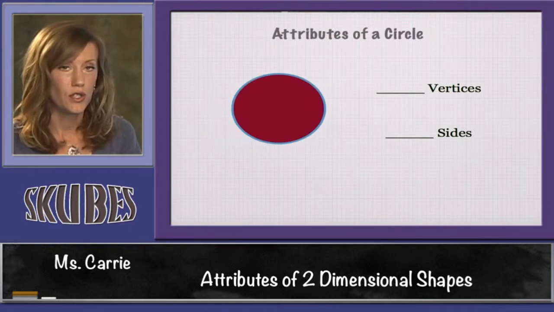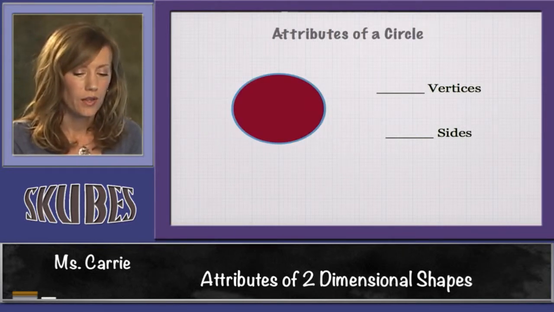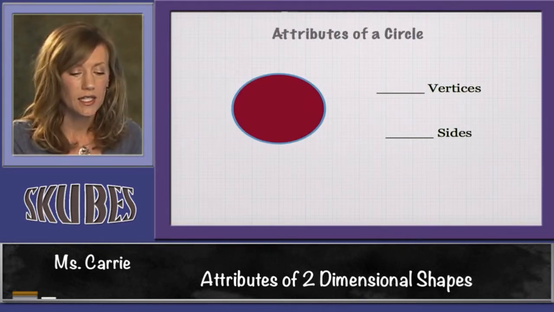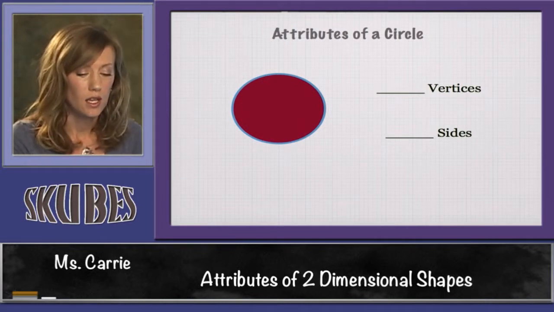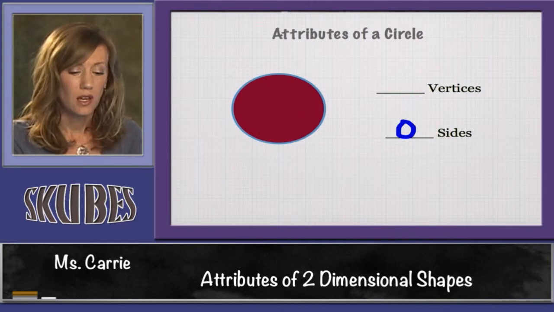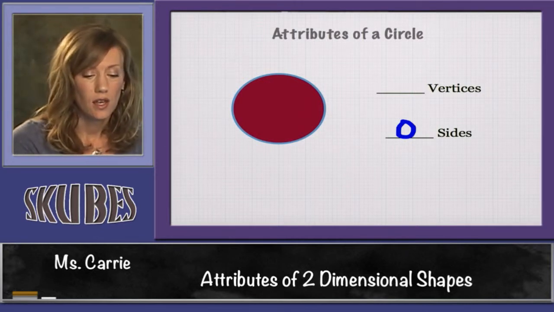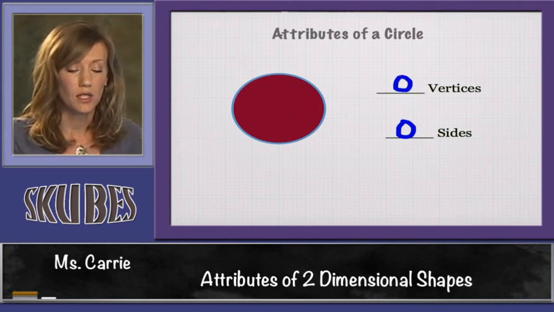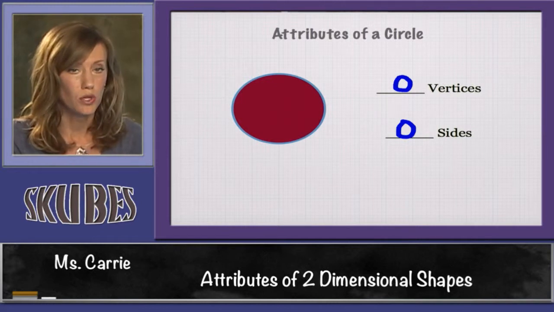Now let's look at a circle. Well, I don't see any sides at all because sides are straight. So a circle has 0 sides. And because there are 0 sides, there has to be 0 vertices because there is no corner where the two sides are going to meet.